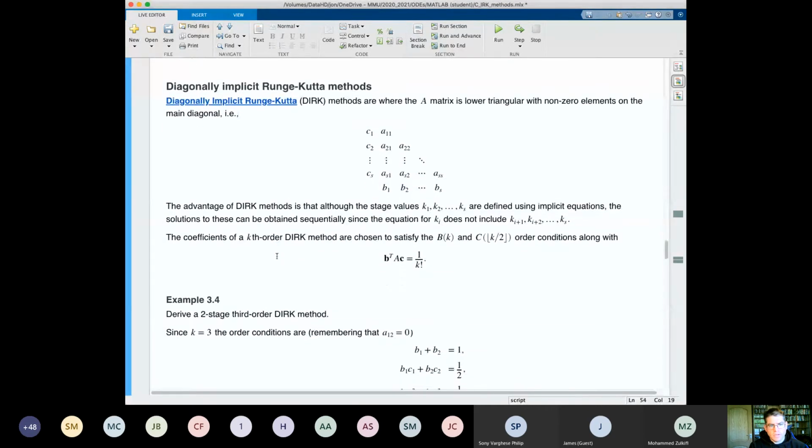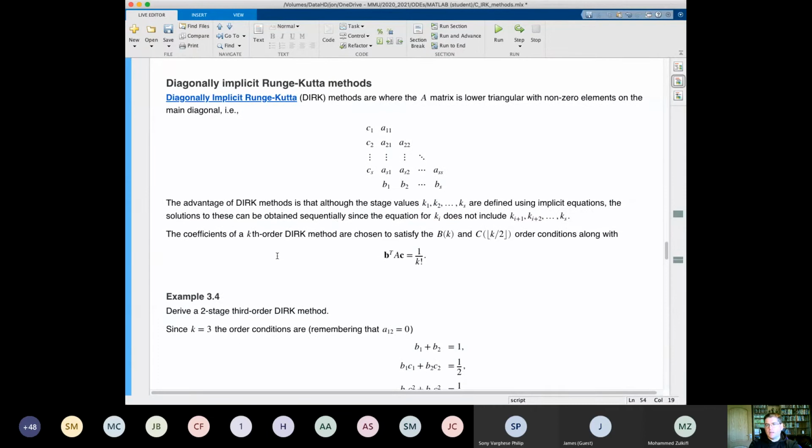Another form of IRK methods is called the DIRK method, or diagonally implicit Runge-Kutta methods. This is a class of implicit Runge-Kutta methods where the A matrix is lower triangular, plus it has some values on the main diagonal. If this was lower triangular and all the main diagonal elements were 0, we'd have an explicit method. But here, because we have some non-zero main diagonal elements, we have an implicit method.